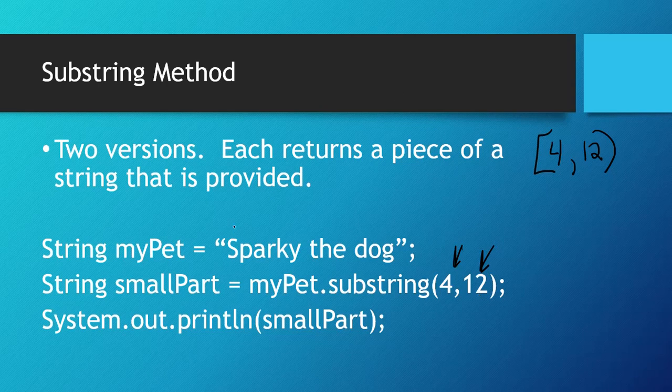So let's find out what small part would be assigned. I got to find index 4. Okay, that's starting at K, right? So now I got to get to 12. So 5, 6, 7, 8, 9, 10, 11, 12. Now we're going up to 12, but not including. So we're going to cut off at 12. So small part would print inside my print line "KY the D".